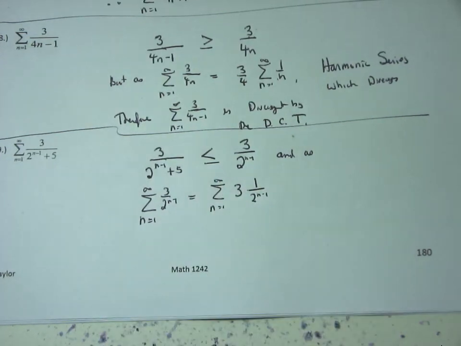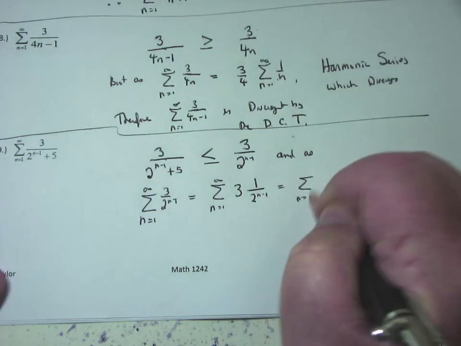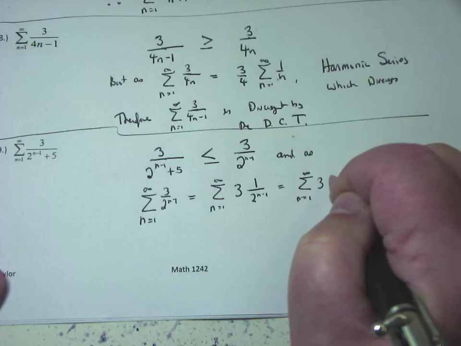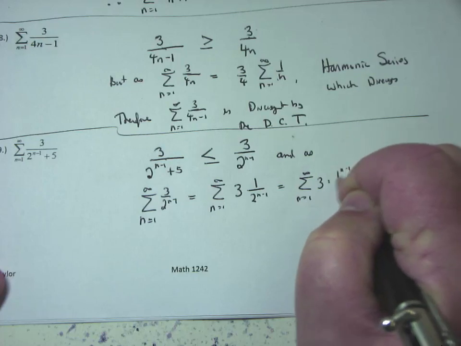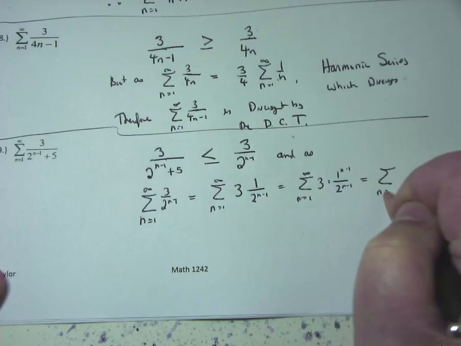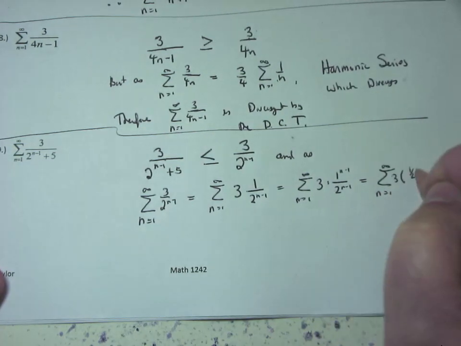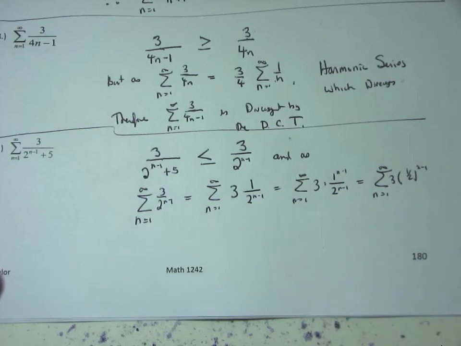And by the way, 1 to any power is always 1. So this is the same thing as the sum as n goes from 1 to infinity of 3 times 1 to the n minus 1 over 2 to the n minus 1. Which makes this series the sum as n goes from 1 to infinity of 3 times 1/2 to the n minus 1. What kind of series is this guy?